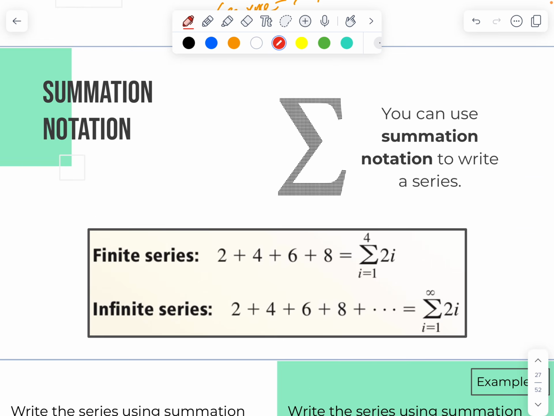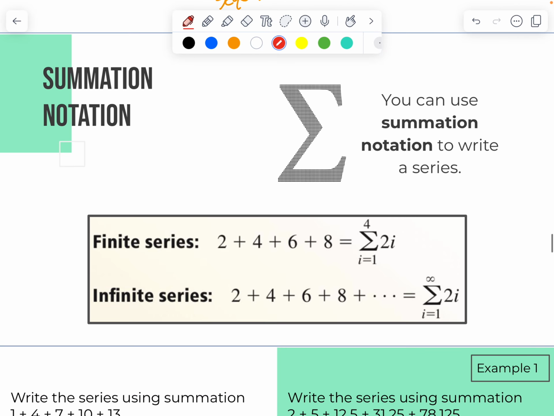Now you're going to see sigma. You're going to see summation notation. If we wanted to say, we have that series from earlier, 2, 4, 6, 8. If we wanted to add all of these together, we would write, we want to take the sum from the first term to the fourth term, and this is the explicit formula of it, 2i. That would be, this is arithmetic, we're adding 2 each time. This would be the explicit formula for it.